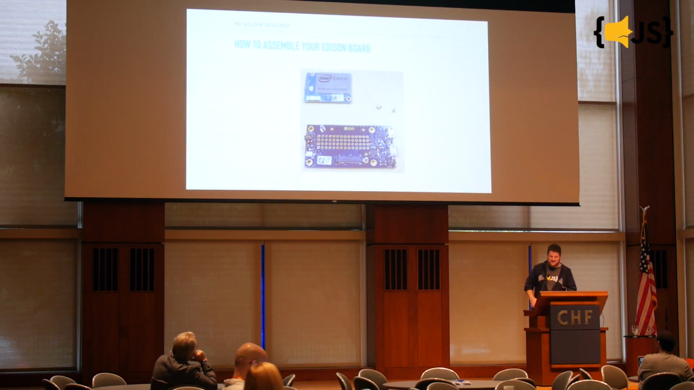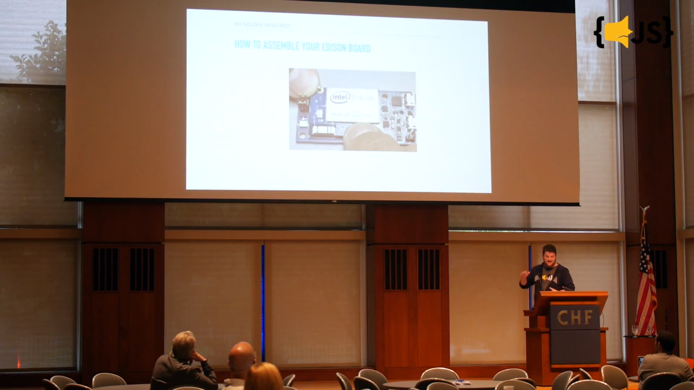So when you get your Edison, and if you order it with a mini breakout board, this is what you get. Down at the bottom is the mini breakout board, which gives you your I/O pins. And then the actual Edison chip itself, which is up in the top right, and these two little tiny stainless steel nuts.